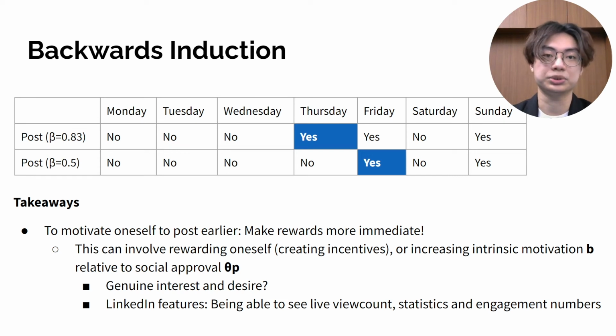So, what implications does our conclusion have? To motivate oneself to post earlier, it may help to make rewards more immediate. As Ella will discuss, this can involve rewarding oneself. Alternatively, one can realign their priorities and increase the value of intrinsic motivation relative to social approval. This would already apply to those with a genuine interest and desire to share, such that they are less likely to procrastinate. Additionally, LinkedIn features like live view count and statistics can bring the rewards of social approval forward into the present and allow social approval to be felt more immediately.